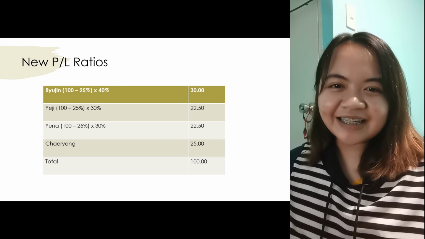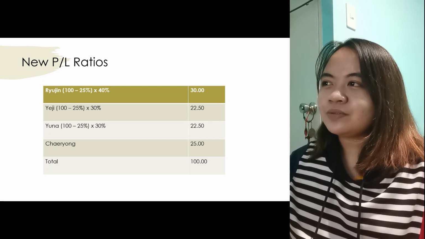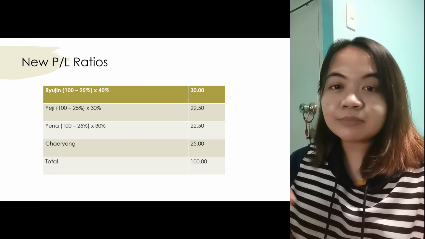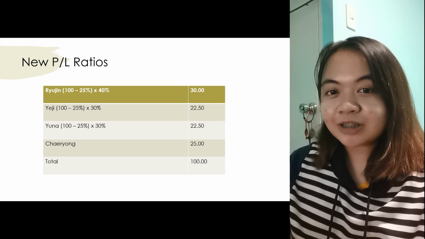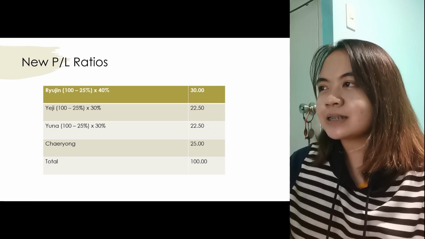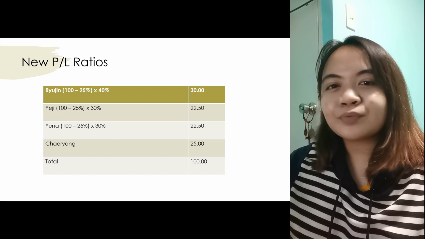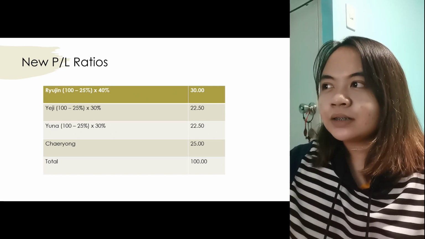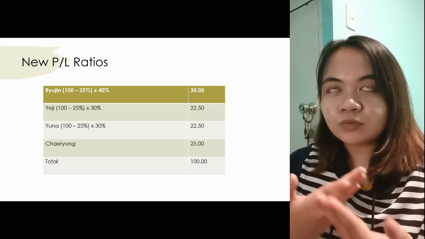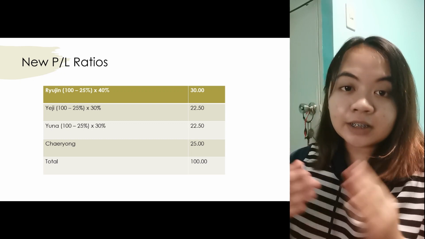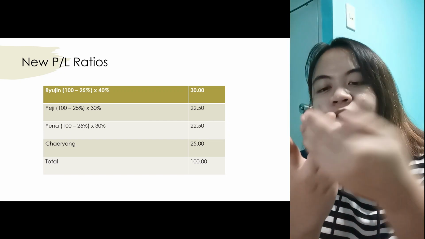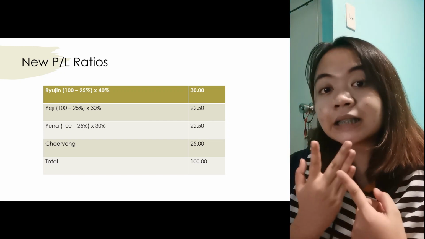So, let's compute for the new P&L ratios. Nung inadmit si Cheryong, binigyan siya ng 25% interest sa partnership. Ang gagawin natin is, kunin natin yung percentage ng tatlong partners. Si Cheryong yung 25 na, so the rest, 100 minus 25, that's for the 3 partners.